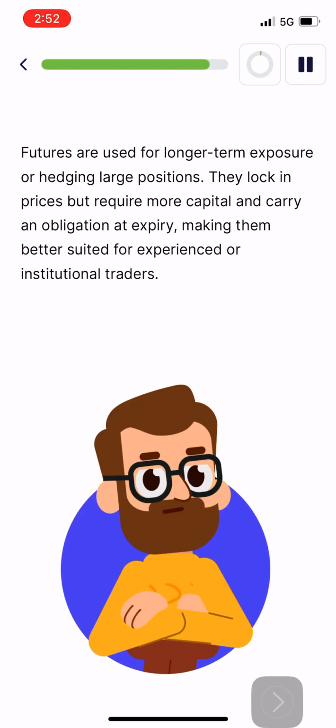Futures are used for longer-term exposure or hedging large positions. They lock in prices but require more capital and carry an obligation at expiry, making them better suited for experienced or institutional traders.